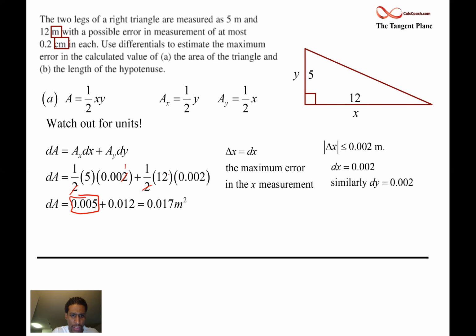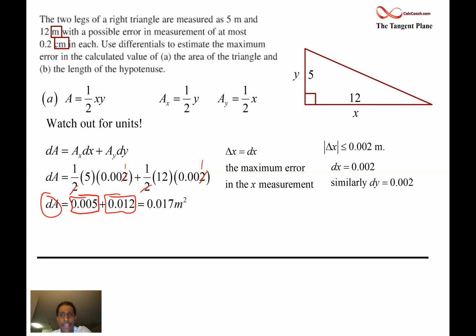This 2 and this 2, change that to a 1, and we have 0.012. Add these two together, and it says that your area is going to be off by 0.017 square meters. The question becomes, is that acceptable? Is this tool something you could rely on? Is it reliable? What's your tolerance?